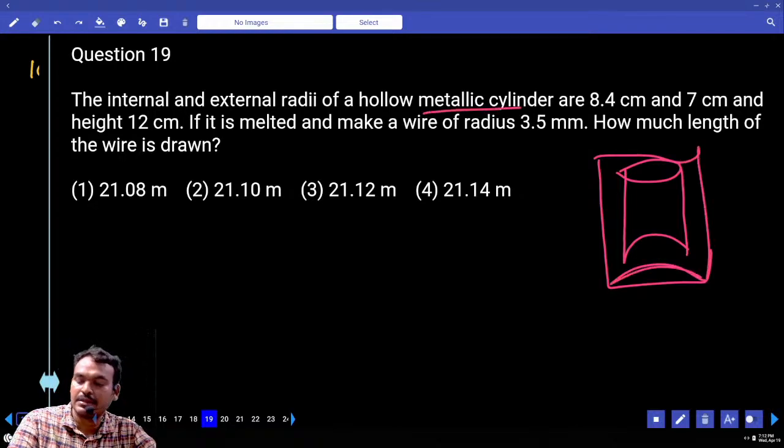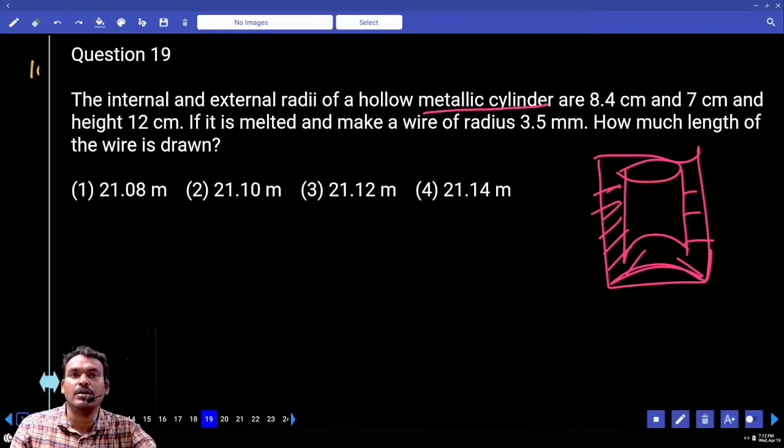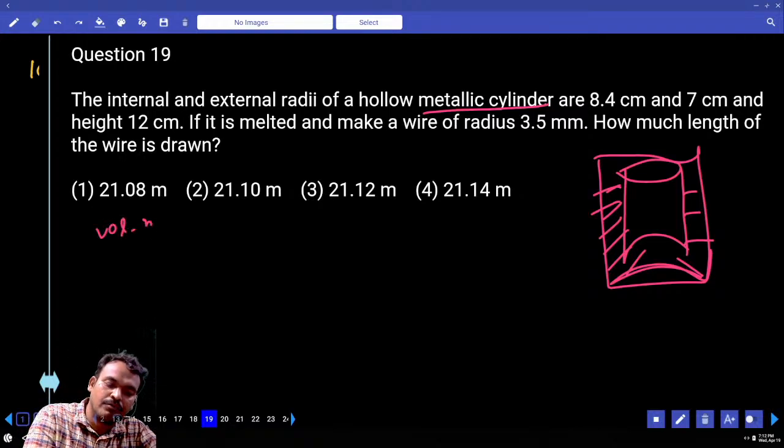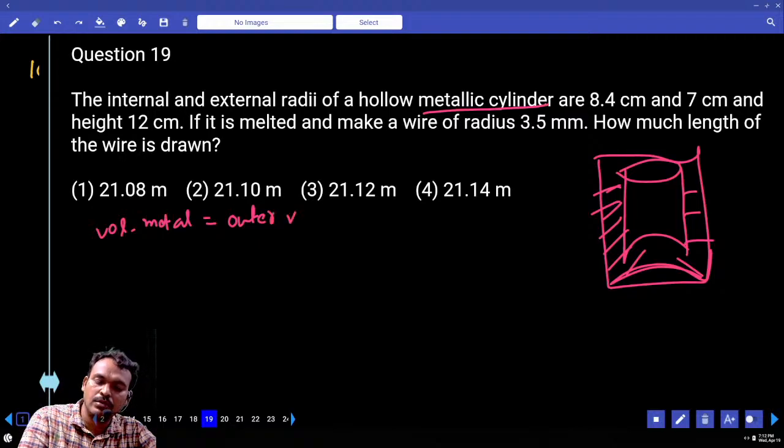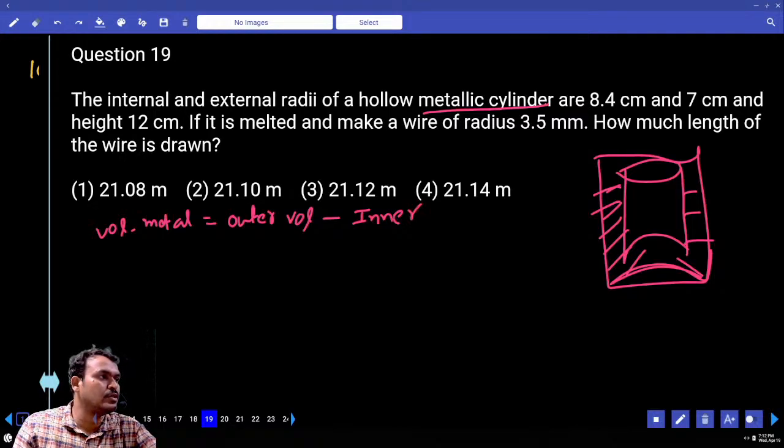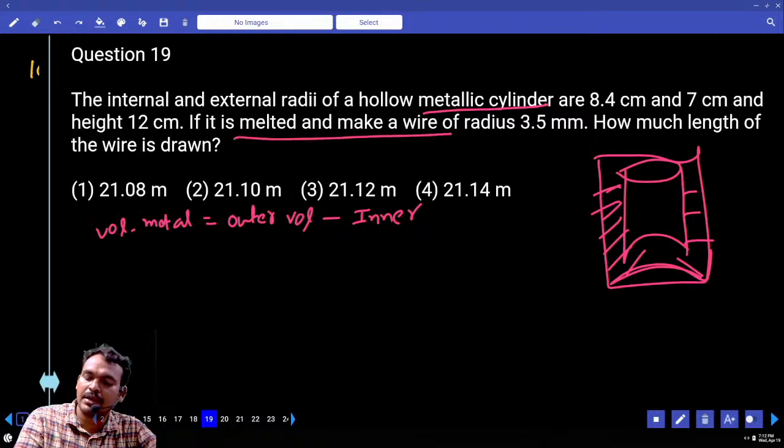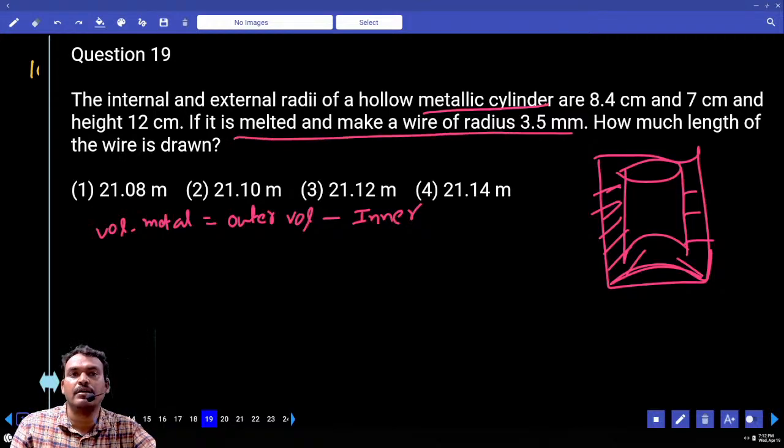Hollow metallic cylinder means outer volume minus inner volume. We get which one? Only metal volume. Then volume of the metal is equal to outer diameter volume minus inner diameter volume, that is equal to which volume? Volume of the metal, and it is melted and makes a wire of radius how much? 3.5 mm. The same volume, it is equal to which one?